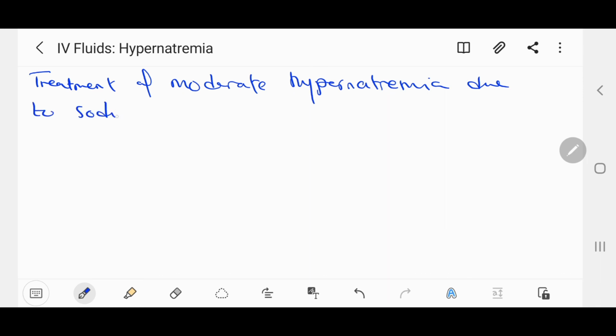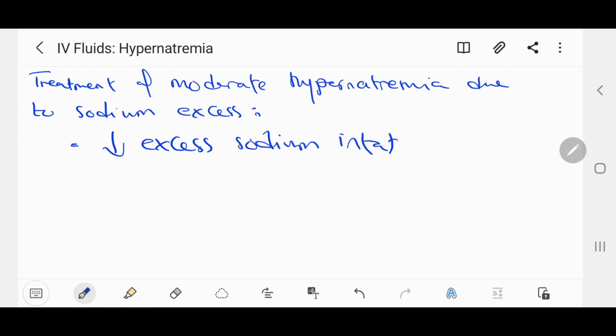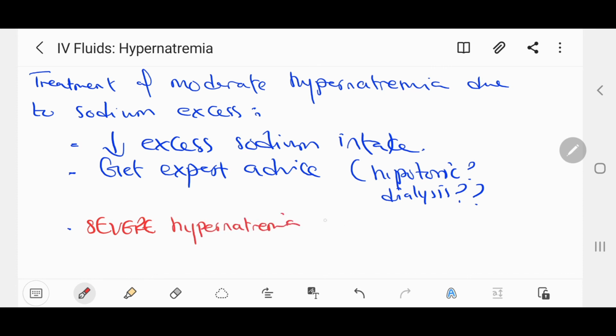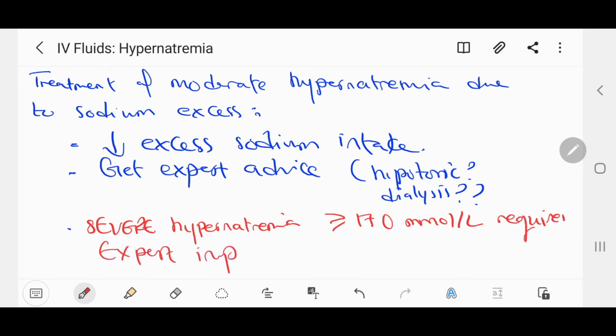Okay, now the treatment of moderate hypernatremia due to sodium excess. First of all, decrease excess sodium intake. The second point is we get expert advice, as we may need hypotonic fluid or dialysis if overloaded. In severe hypernatremia, above or equal to 170 millimole, we require expert input.